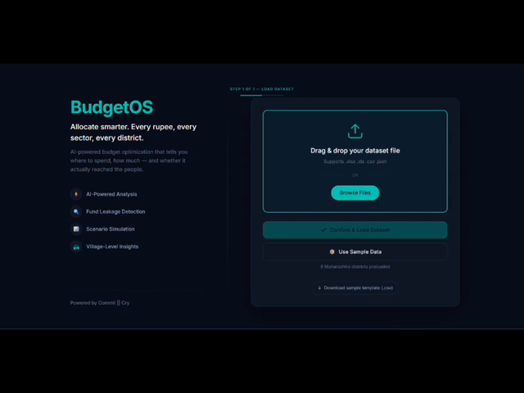This is where budgetOS comes into play. It is an AI-powered government budget intelligence platform that finds the problem, traces the leakage, and tells you exactly what to do. Let me show you how.